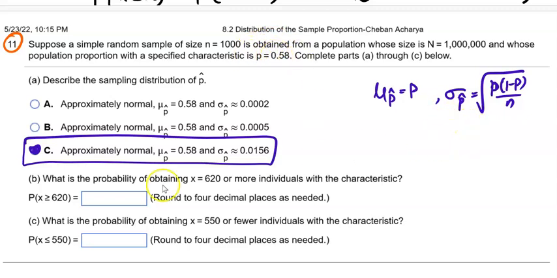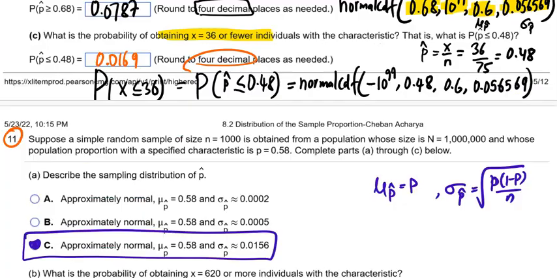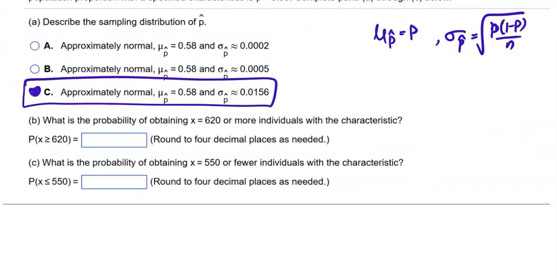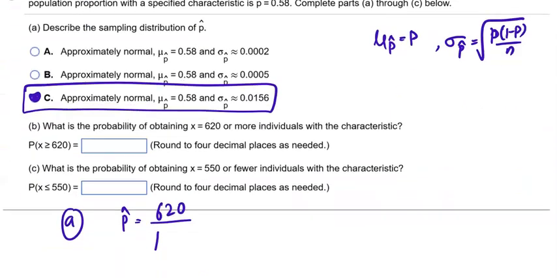Okay, so now let's do the probability. What's the probability of obtaining 620 or more? Like before, remember that when you have an x value, you have to change it to a proportion. Same thing here. So p hat equals 620 divided by the sample size. The sample size is 1000, right? This is going to be 0.62.